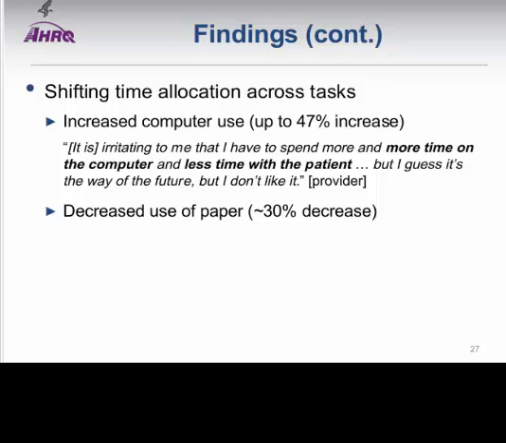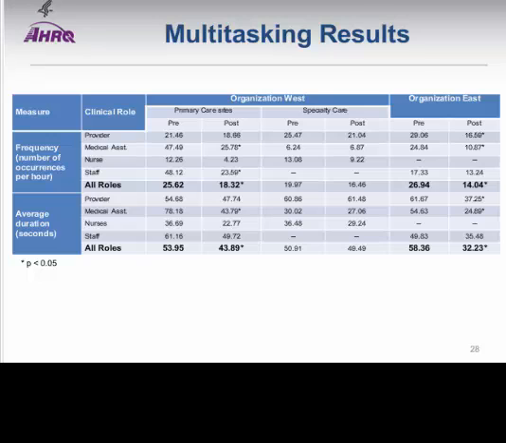And in conjunction with that, we observed a decreased use of paper, up to a 30% decrease. In terms of multitasking, we saw reductions in multitasking events. So with our time and motion data collection, we were able to have our observers click on the buttons of 2 tasks at once when we felt that they were doing them at the same time. So this table shows the multitasking results.